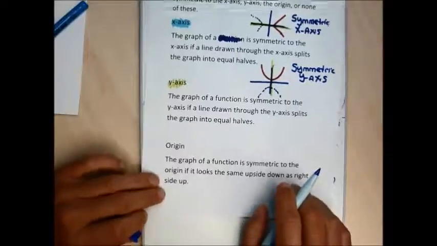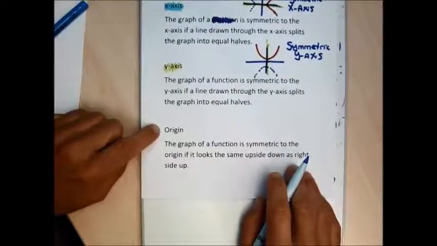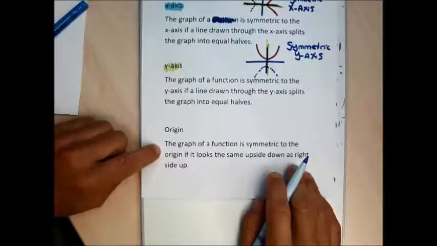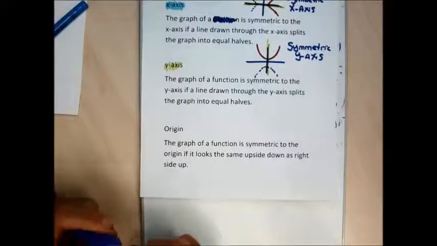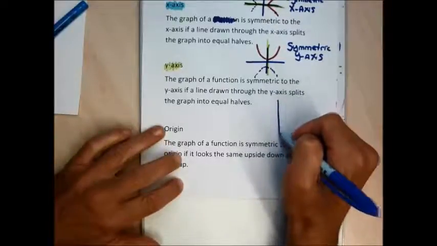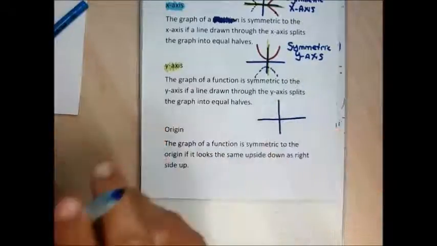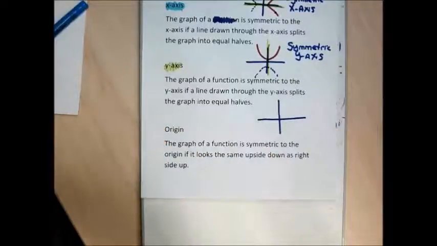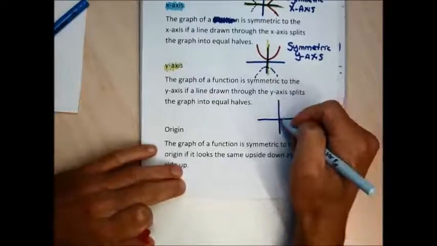The third symmetry is a little bit tricky. The third symmetry is symmetry to the origin. And I say the graph of a function is symmetric to the origin if it looks the same upside down as right side up. And I'm going to construct a graph that's symmetric to the origin and show you how it looks the same right side up and upside down.